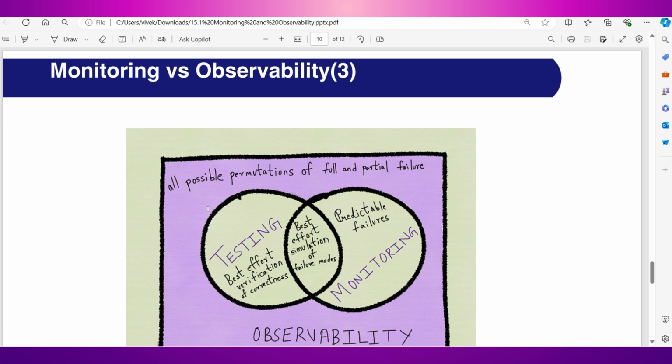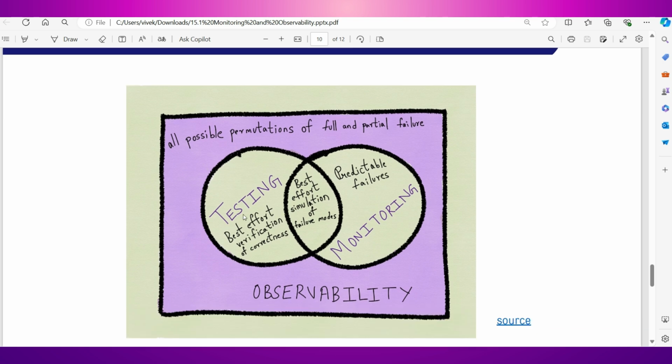So you can see here it mentions testing as best-effort verification of correctness, monitoring as predictable failure, and both commonly as best-effort simulation of failure modes.